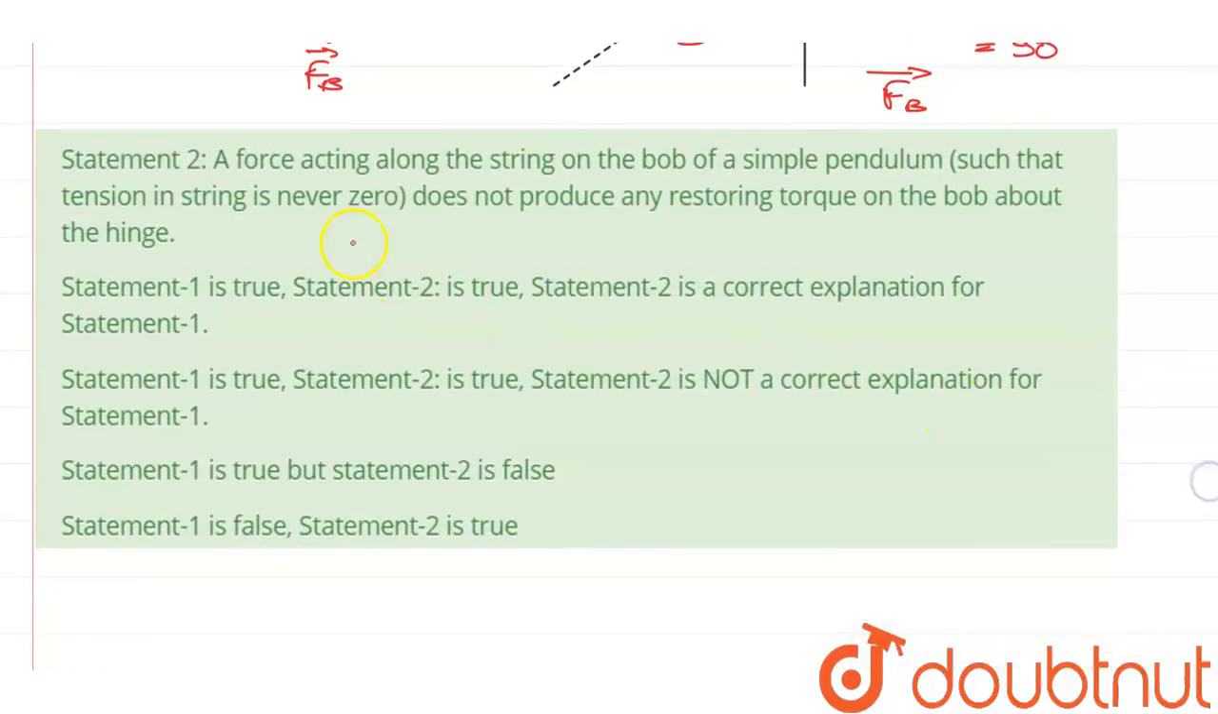Now the second statement is, a force acting along the string on the bob of a simple pendulum does not produce any restoring torque on the bob about the hinge. This statement is true because if it was producing a restoring torque on the string of the bob, then it wouldn't be a simple pendulum. It wouldn't be able to perform simple harmonic motion. So the statement 2 is true, which means the correct answer is statement 1 is false, but statement 2 is true.